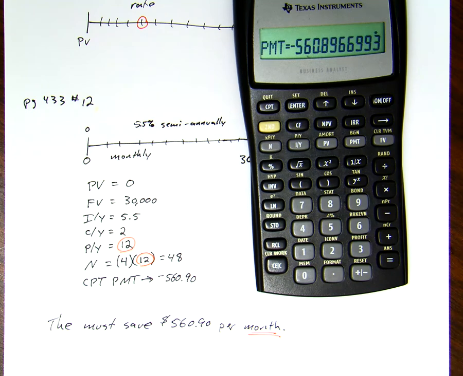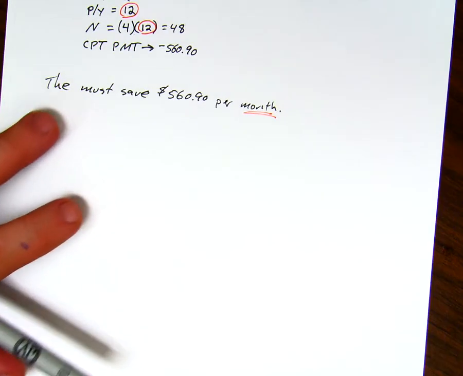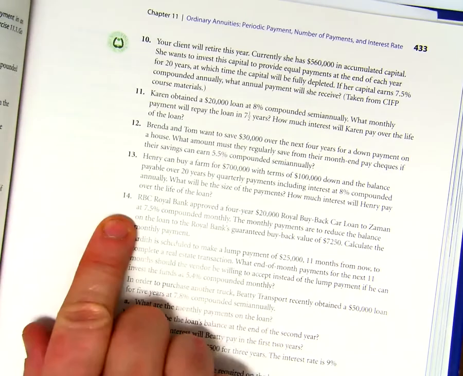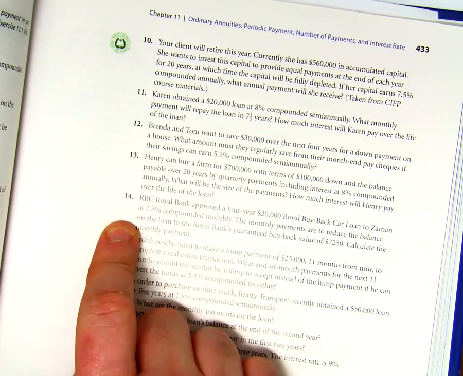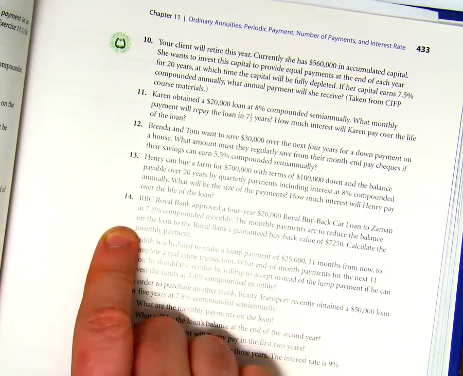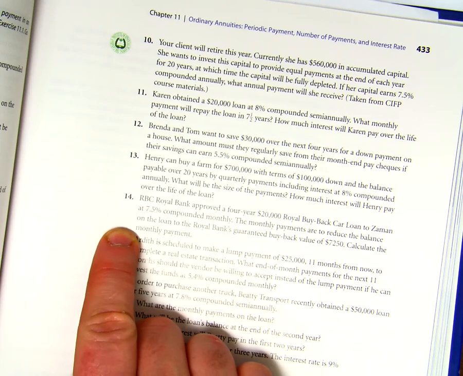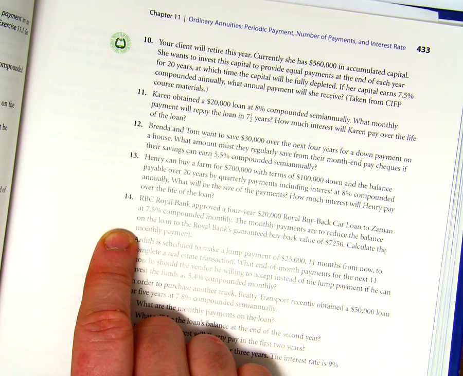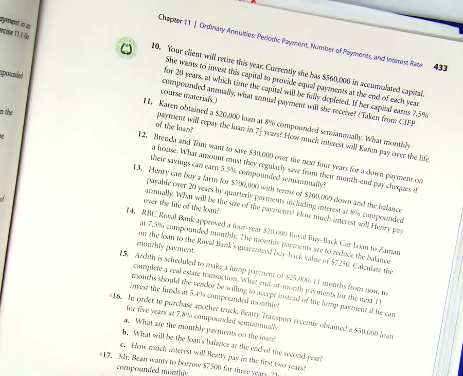We're going to take a look at question 14 as well. Question 14 says, the RBC Royal Bank approved a 4-year $20,000 Royal Bank buyback car loan to Zaman at 7.5% compounded monthly. The monthly payments are to reduce the balance on the loan to the Royal Bank's guaranteed buyback value of $72.50, and you want to calculate the monthly payment.